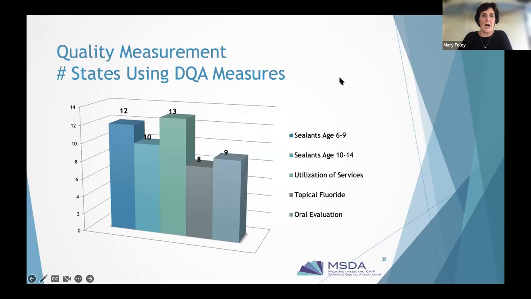Quality measurement. States using the Dental Quality Alliance measures. So are we doing okay on time here, Dr. Thornton Evans? You doing okay?